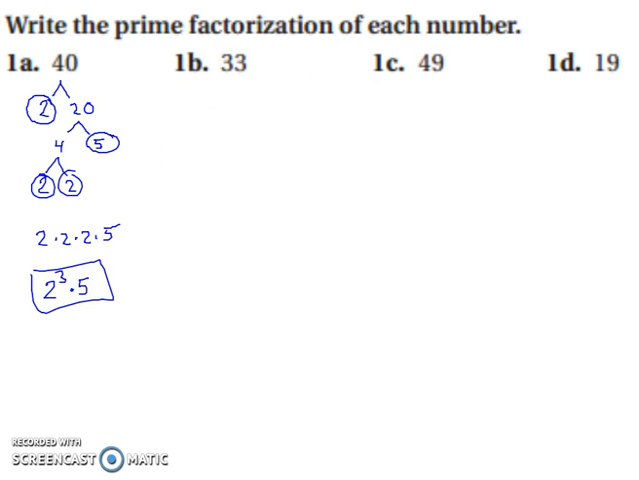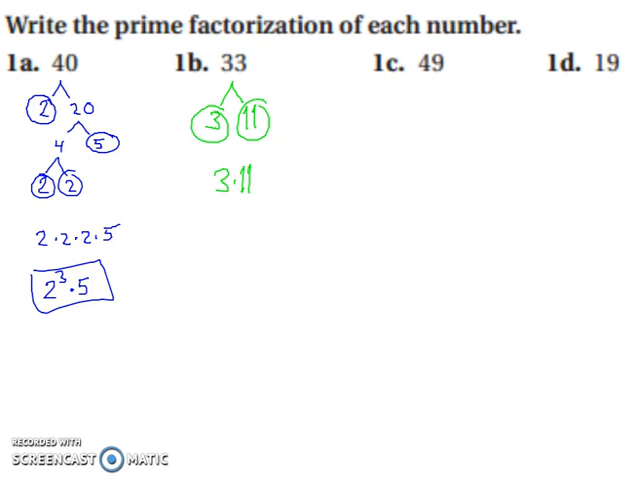Let's try 33. So we can start with 3 and 11. Oh, 3 is prime and 11 is prime. So 3 times 11 would be the prime factorization. Try 1C and 1D on your own. See how close you come.